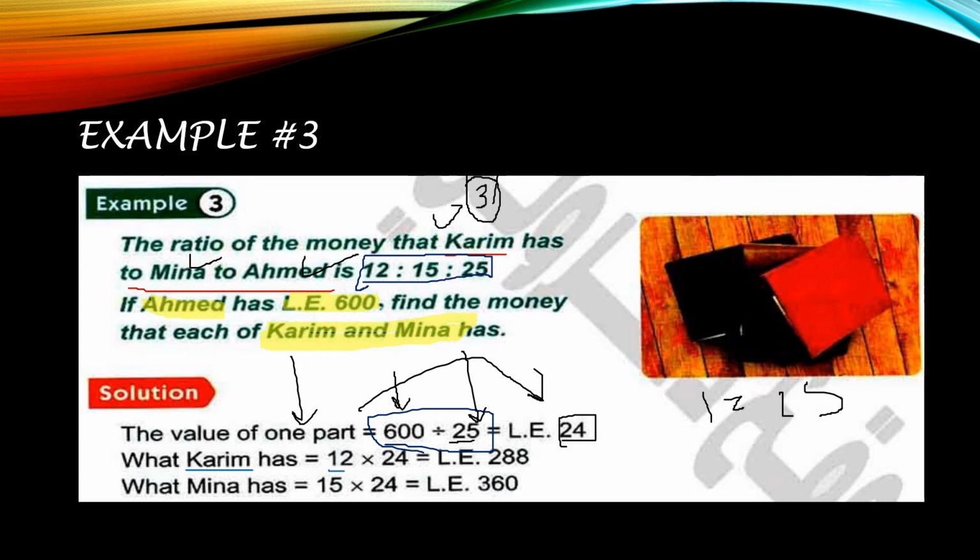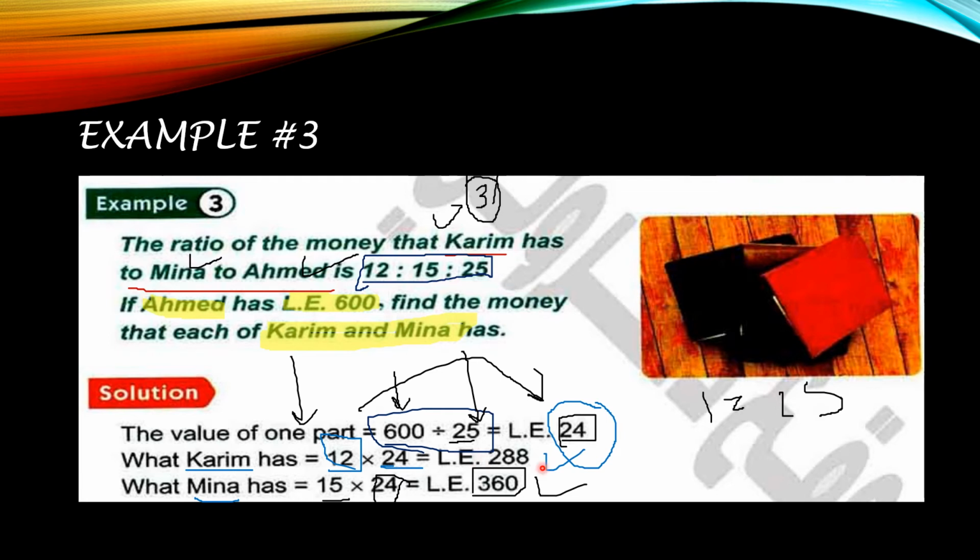So what Kareem has will equal: Kareem has 12 parts. So we're going to take the 12 parts of Kareem and multiply them by the 24, which we have just found out is the value of one part. 12 times 24 is going to be $288. And Mina, we know that she has 15 parts, so we're going to multiply her 15 parts by the 24, which is the value of one part, and that will equal $360. So we now know that Ahmed has $600, Kareem has $288 and Mina has $360.